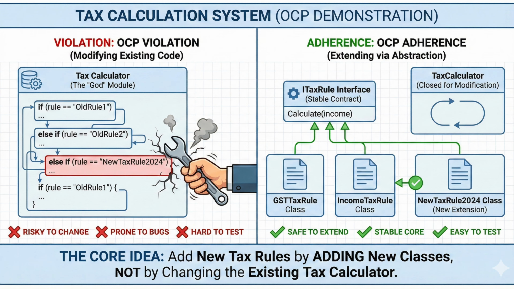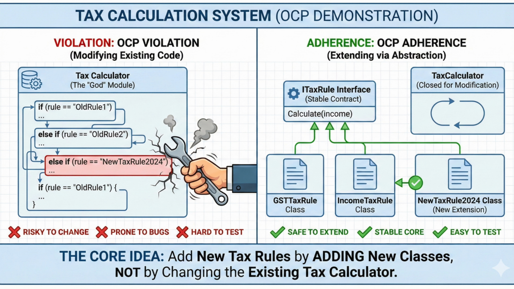This is extremely risky, because modifying existing working code can easily introduce new bugs. It also makes the system hard to maintain, hard to test, and highly unstable as it grows. This completely violates the open-closed principle because we keep modifying instead of safely extending the system.